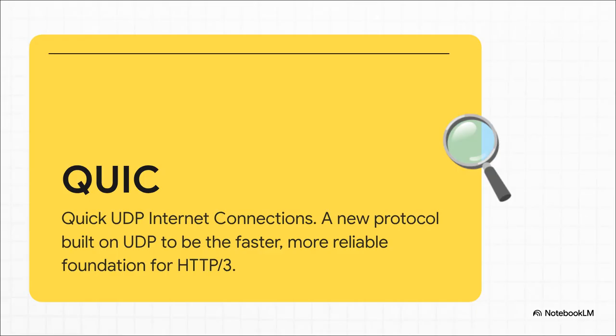And the answer to that question is a protocol called QUIC. Think of it as the best of both worlds. It's built on top of that super fast, flexible UDP, but it cleverly adds back in all the reliability features of TCP, just in a much smarter, more efficient way. And this is the engine that powers HTTP/3.